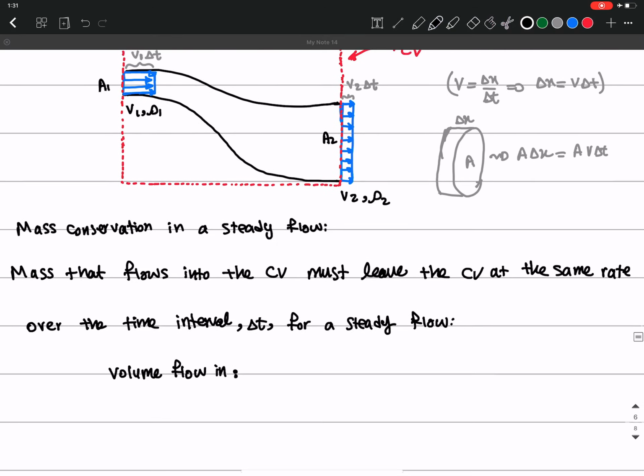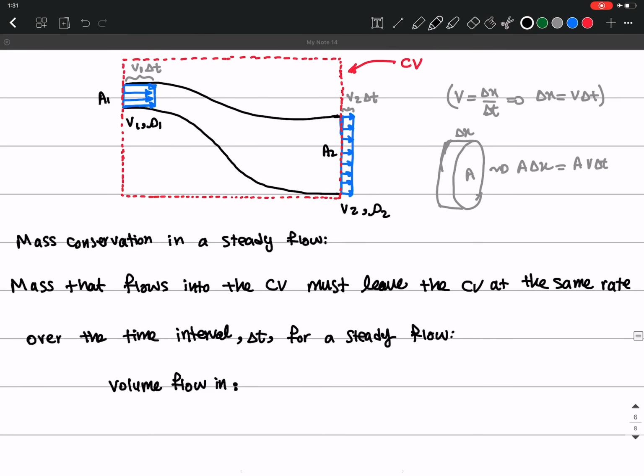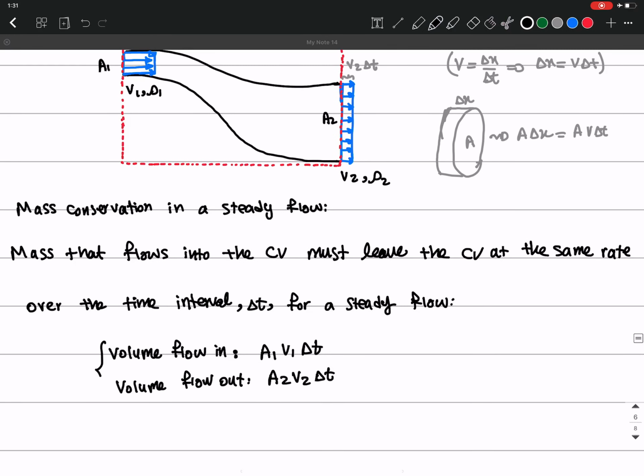So I'm just going to write it down here. The volume flow in is A1 times V1 times delta t. And then the volume flow that is going out of this control volume is A2 V2 delta t, over the time interval delta t, okay?